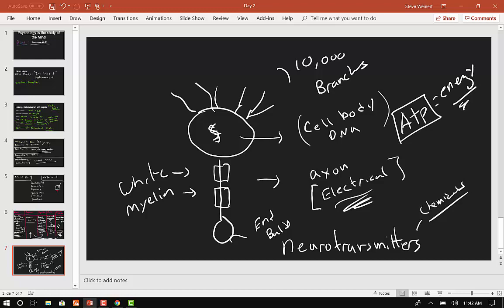20% of your body's oxygen is used just to keep the ATP going. If anybody's ever gotten hypoxic before, low oxygen level, it's really fun. You should try it. You can look down, your fingernails turn blue, and then you can't think. It's cool.